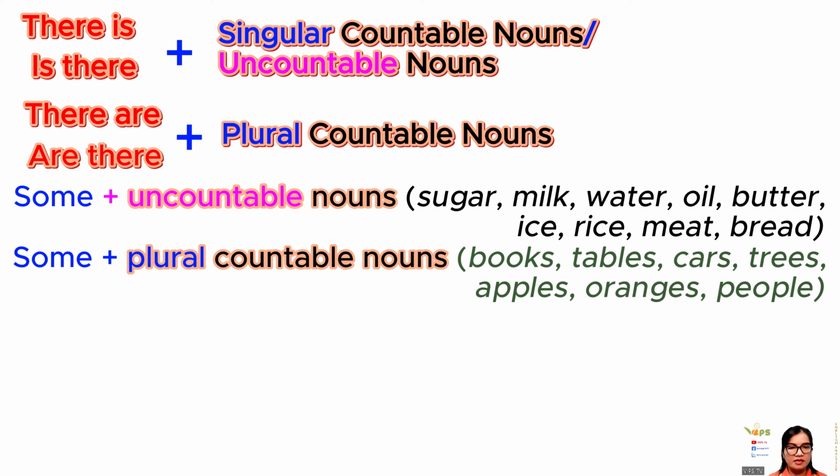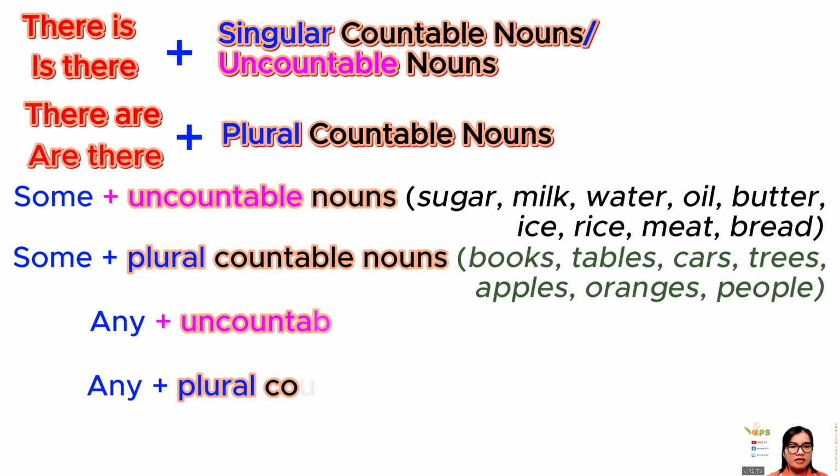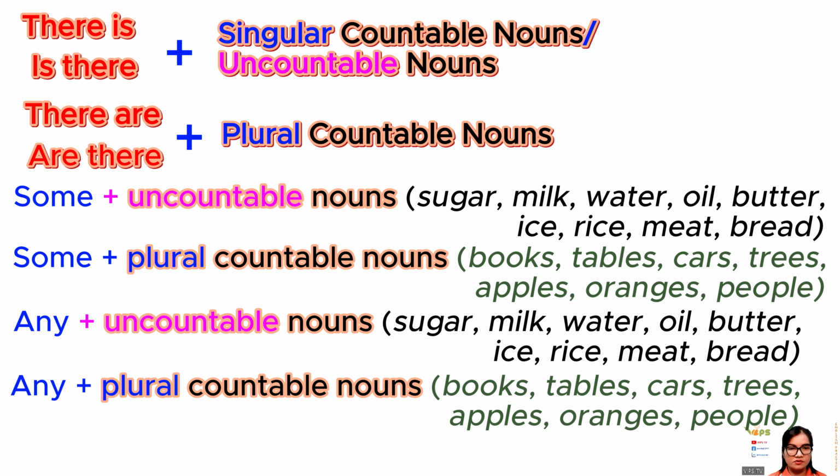Some is used with uncountable nouns or plural countable nouns. For example, some sugar, some milk, some books, some tables, some cars. Any is used with uncountable nouns or plural countable nouns, and it is used in negative sentences or questions. For example, any sugar, any milk, any water, any books, any tables.